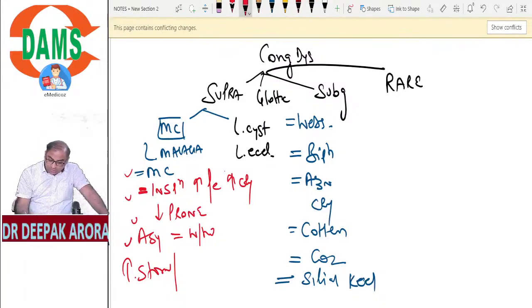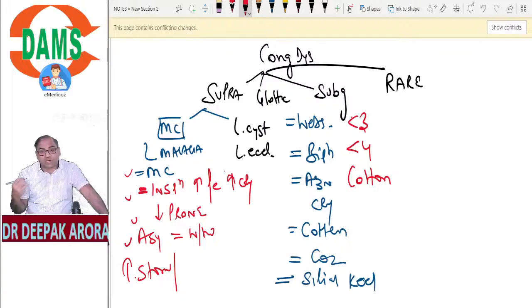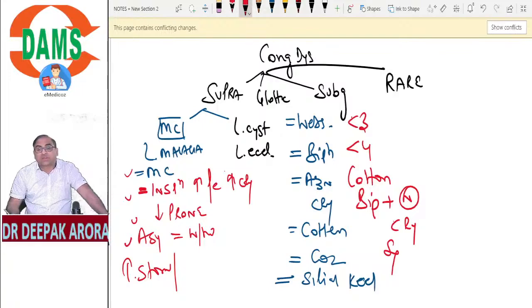Subglottic stenosis is equal to less than 3 mm, with no need of writing pre-term, full term, then 4 mm, then Cotton-Myer classification, then grade 1, grade 2, grade 3, grade 4 should be on your tips. Biphasic dyspnea with your normal voice, normal cry. Treatment is surgical excision. This is what we have read.